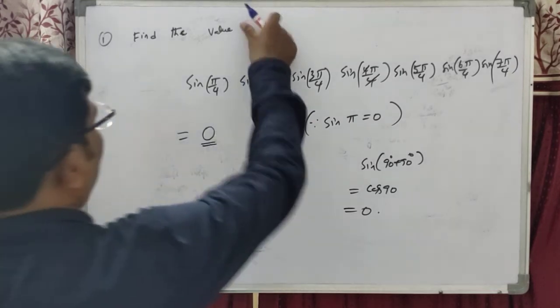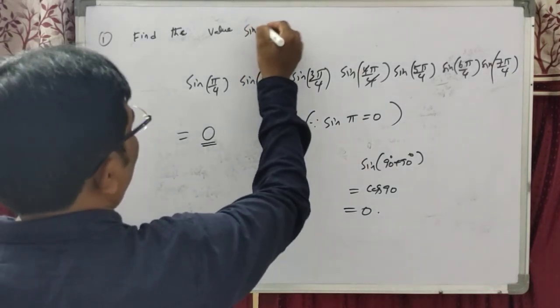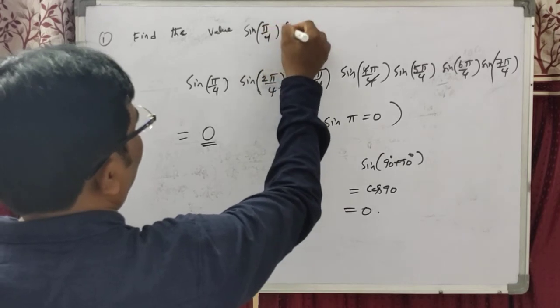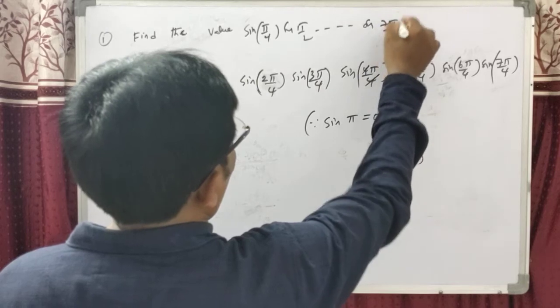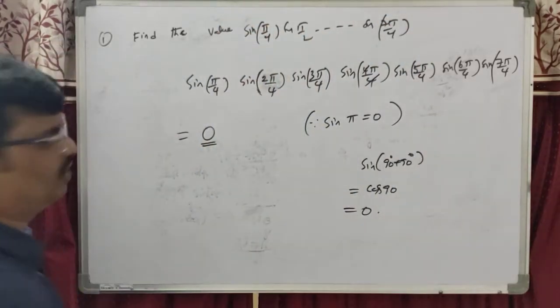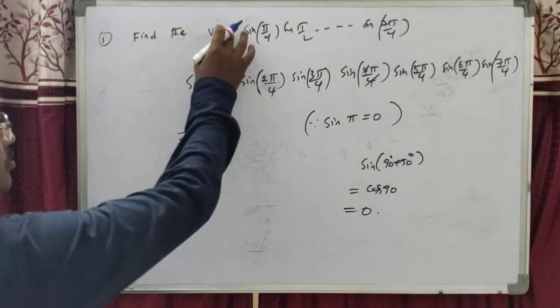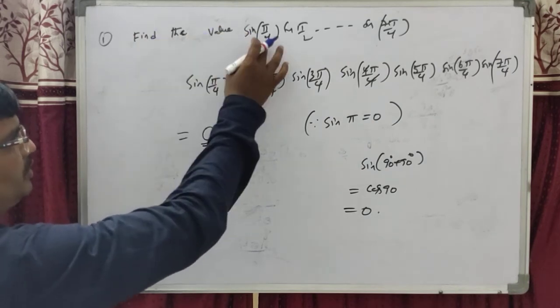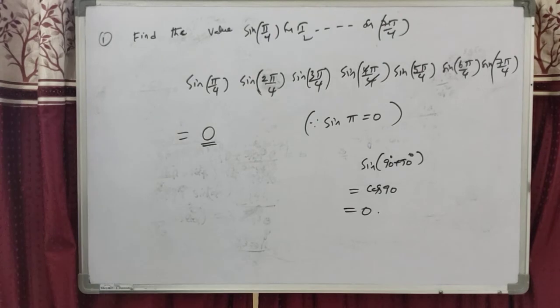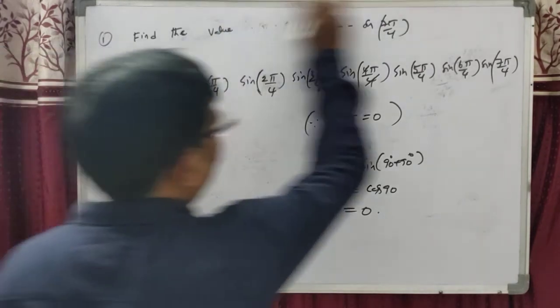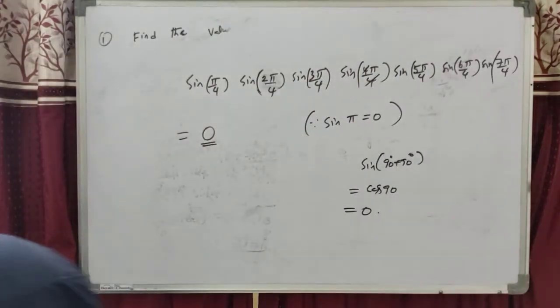Dear students, what is the question? Find the value of sine pi by 4, sine of pi by 2 and so on, sine of 7 pi by 4. Theta is not there here. Only find the value of sine pi by 4, sine pi by 2, up to sine of 7 pi by 4. It will be 0. Now another question, students: find the value of log of tan 1, after that log of tan 2 and so on.